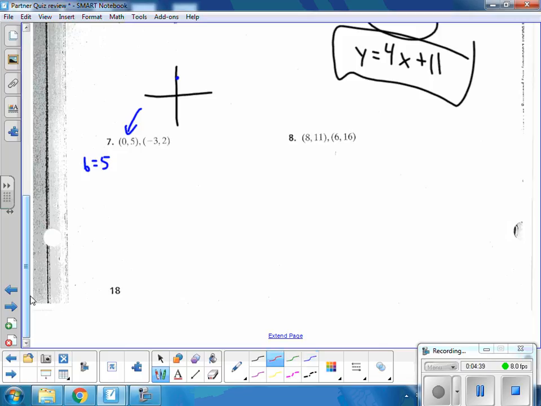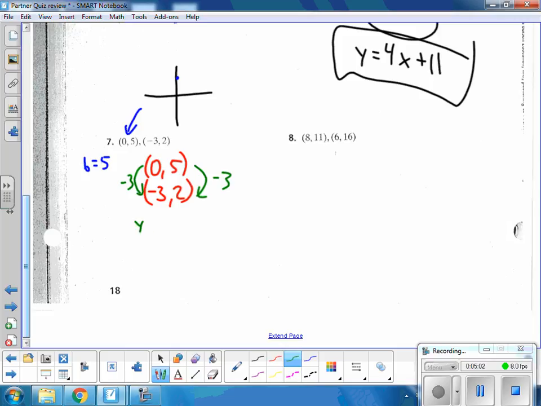And I'm going to do that by finding the difference in things. So I have a point at 0, 5, and negative 3, 2. And I've got to see how much it's changing between them. So it goes from 5 to 2. It's going down, and it goes down 3. It's at 0, and it's going down negative 3. So it's going down 3 steps.